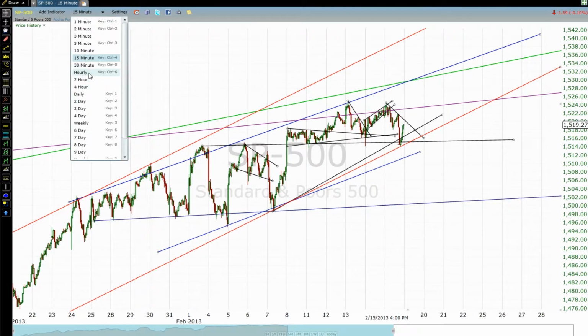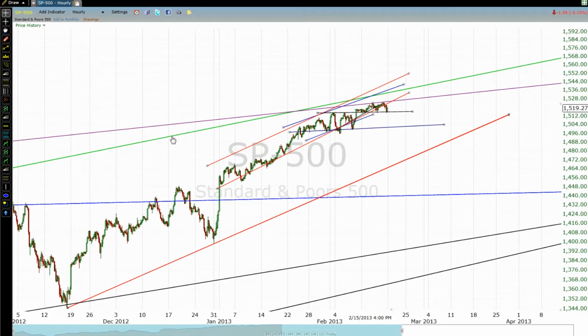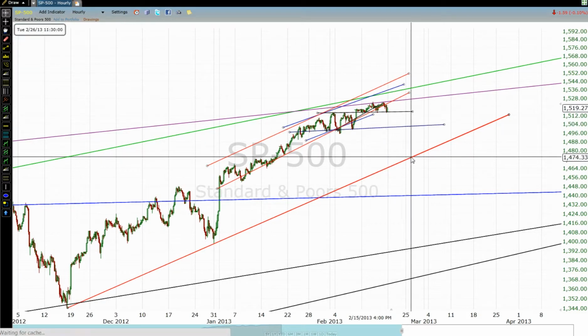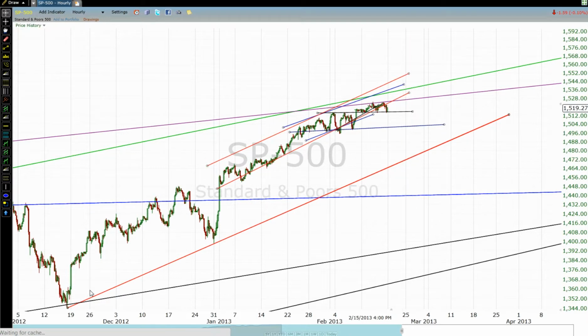But overall, with the S&P 500, if we look on the hourly chart, you would think if this level of 1500 wasn't to hold up, that we would see a move down to this red line in the 1470s. Now that line is drawn that we had there in late November, around the 19th, and I've also drawn that out over the lows that we had there in late January.